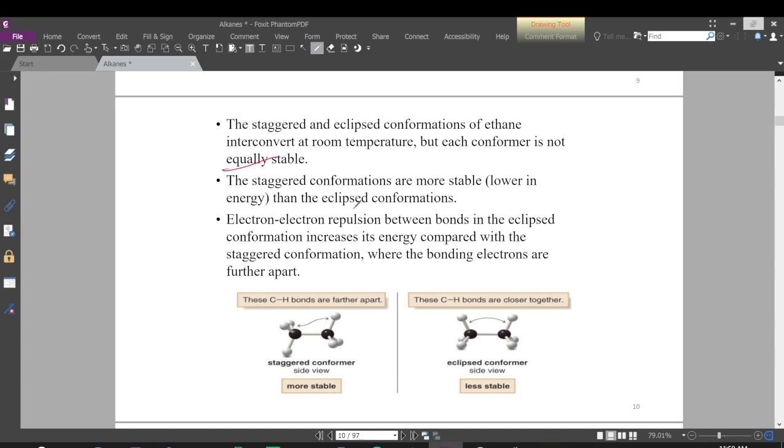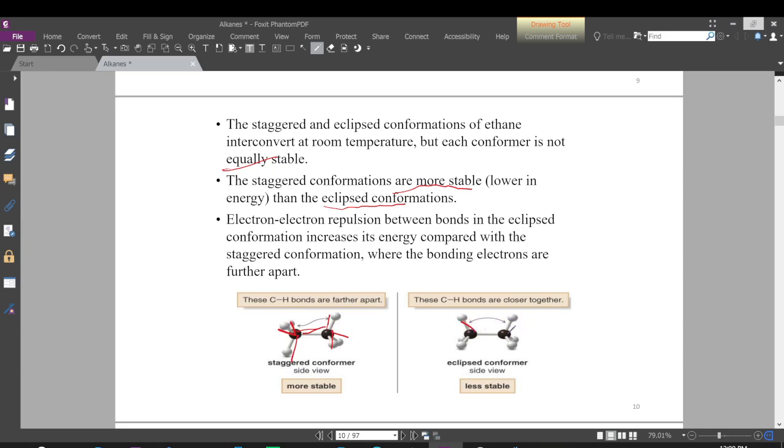The staggered conformation is more stable, lower in energy than the eclipsed conformation. Here, by this line, we see that the staggered conformation is more stable. So what is the reason behind the greater stability? In the staggered conformation, the electron repulsion between bonds is less than in the eclipsed conformation.